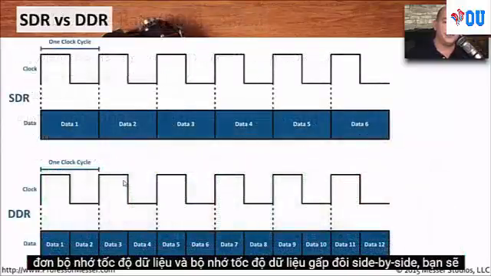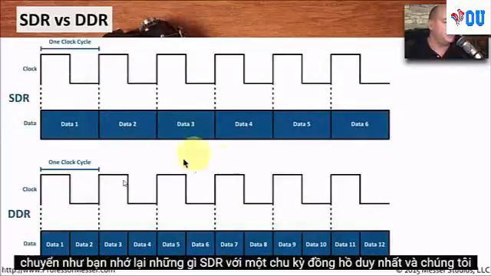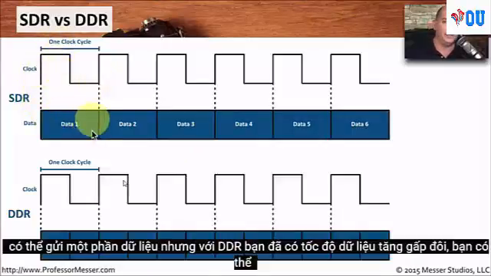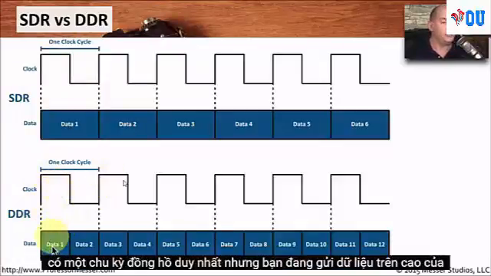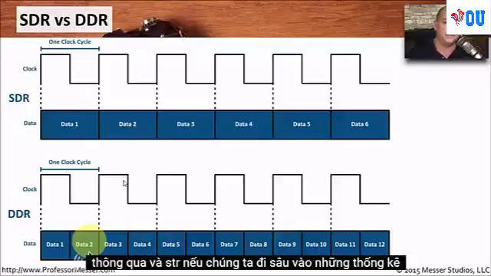If we were to put a single data rate memory and the double data rate memory side by side, you would see what those differences are in the total amount of information that was transferred. As you recall, with the SDR, we had a single clock cycle and we were able to send one piece of data. But with DDR, you've got double data rate. You can have a single clock cycle, but you're sending data on the high end of the clock and the low end of the clock, which effectively is doubling the amount of throughput over an SDR.